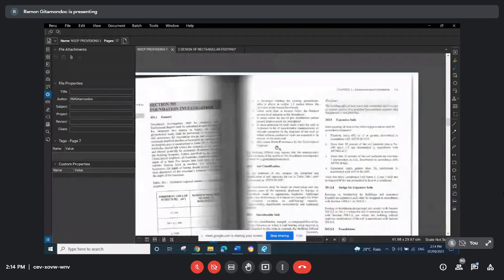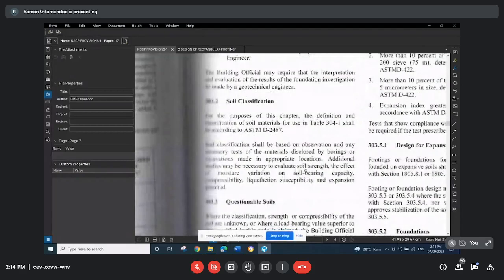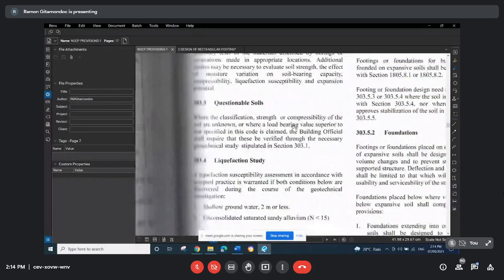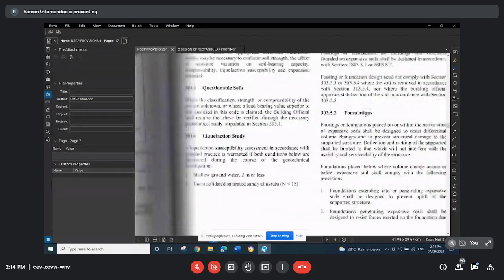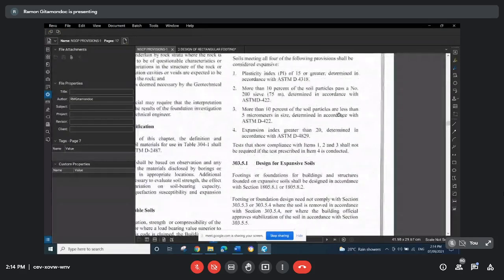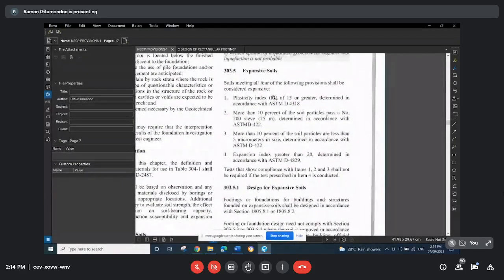Okay, so what else? Okay, you have soil classification, questionable soils, then liquefaction studies. Very important. Then what do we have here? So expansive soil. So there is a requirement on how we classify soil as expansive.